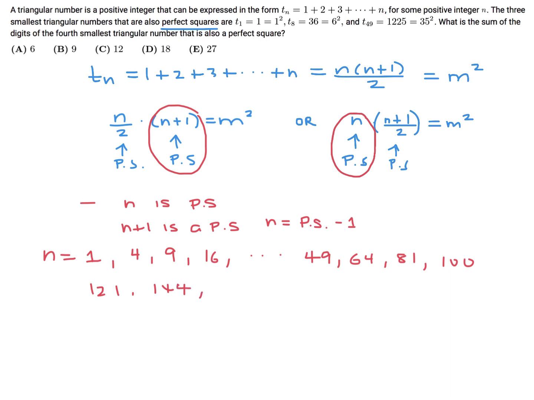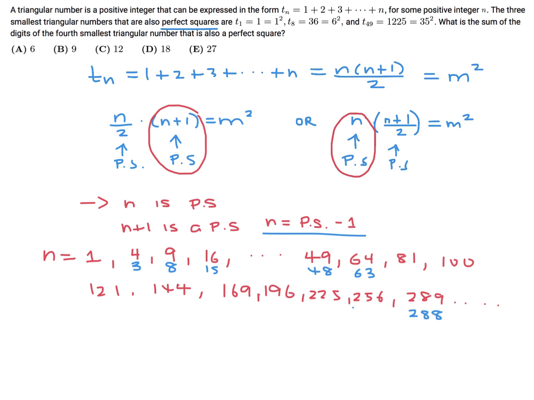And remember, we're following this rule. N is a perfect square, and I'm going to test values of that. 169, 196, 225, 256, 289, and so on. But in addition to these, we can also use the fact that n could also be a perfect square minus 1. So perfect square minus 1 would be values like 3, 8, 48, 63, dot dot dot, all the way up till 288, 255, and so on.